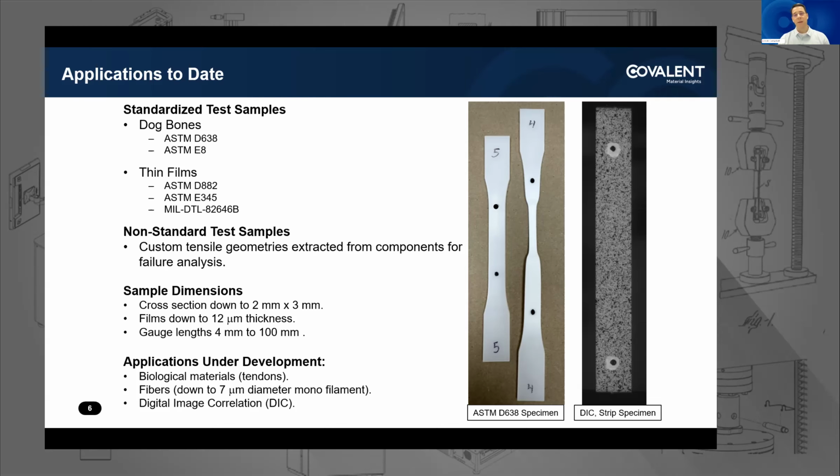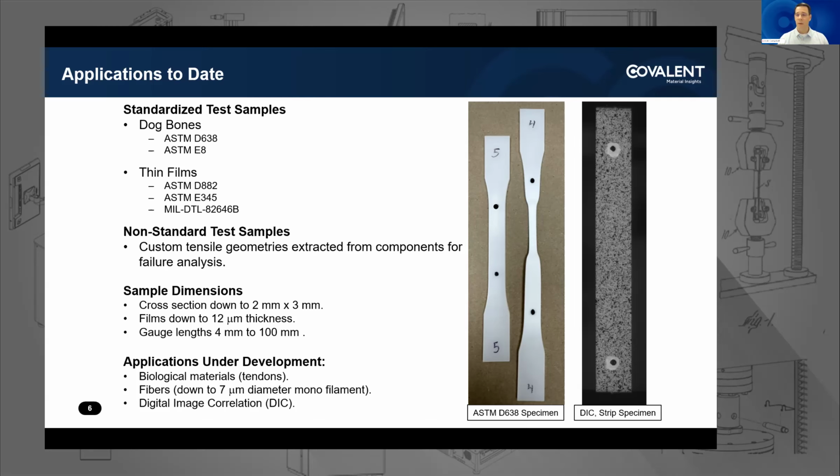One thing that we find is we're always being pushed on the small side of things. Everybody wants to test teeny tiny samples. And so to give a sense for what we've done with the AVE3, under sample dimensions on the slide, we've tested cross sections down to 2 millimeters by 3 millimeters. We've tested films that have been down to 12 microns thickness, and we've done testing with gauge lengths down to 4 millimeters. So AVE3 does a great job with small, but obviously it can handle big samples too. Everything I've just said is stuff that we've tested for customers and provided data.